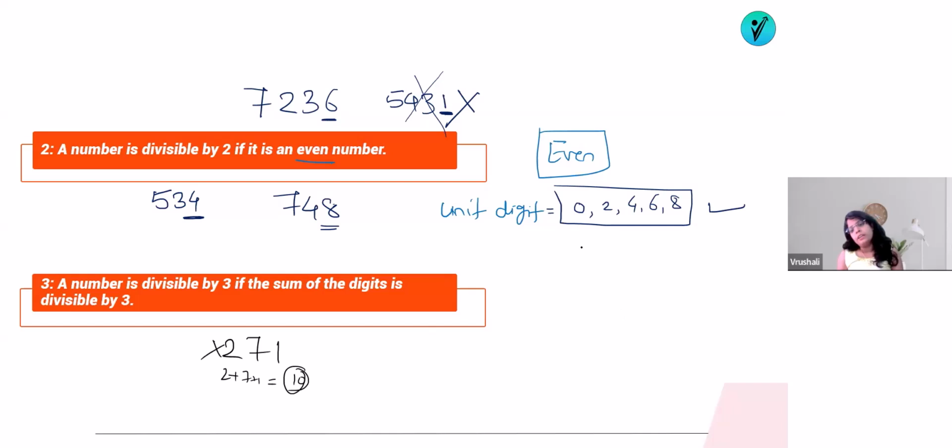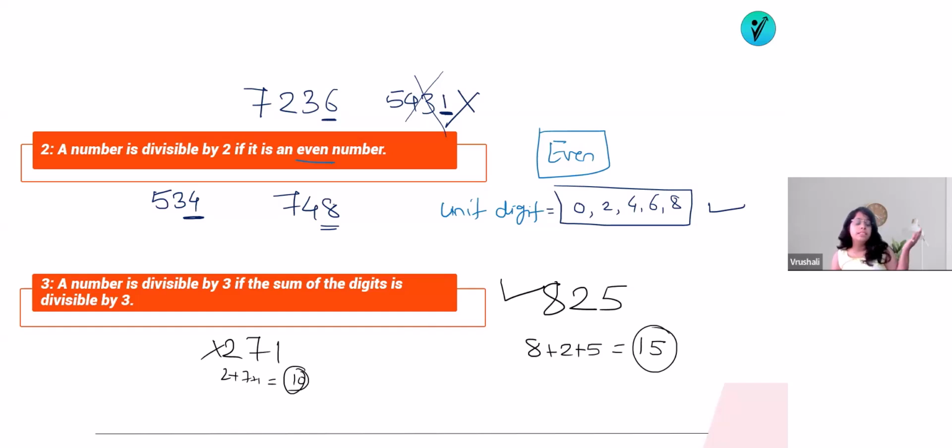But instead, suppose I take the number 825. Now what will you do? You will add it: 8 plus 2 plus 5. 8 plus 2 is 10, 10 plus 5 is 15. Now I know that 15 is divisible by 3, so this whole number will be divisible by 3. You can check any number, whether it is 2 digit, 3 digit, 4 digit or 5 digit. You can easily check and you will get the answer.